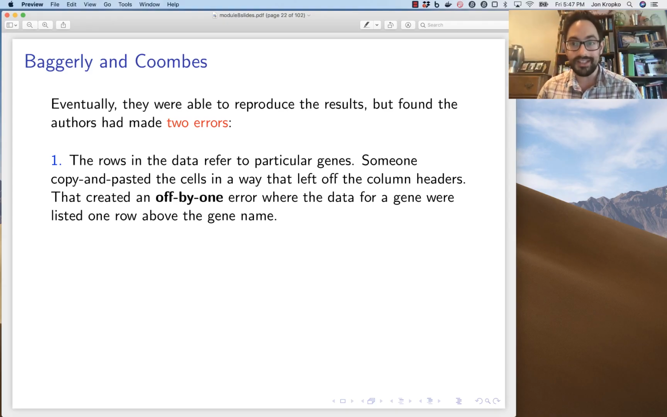So all of the data that refers to one gene was listed on the row that's actually beneath the one beneath the label for that gene, right? So if we have gene A, all the data for gene A are listed with gene B, and all the data for gene B are listed with gene C, and off by one error. An off by one error happens a lot when you do things like copy and paste from Excel spreadsheets. And they think that's what the authors must have done. They must have just copied and pasted their data.